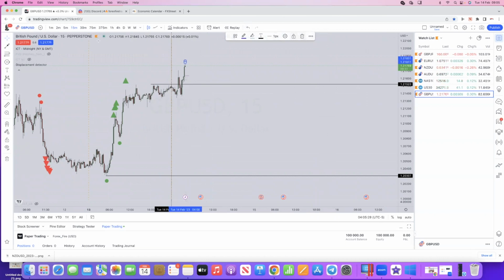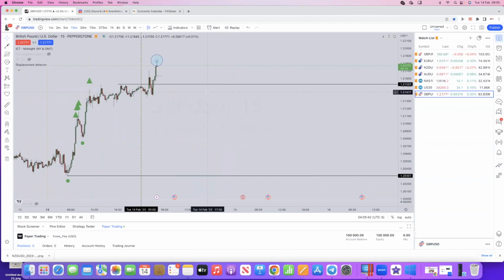Let's get rid of that. We'll get a new one on. As you can see, we've got three tradable assets that have actually broken the previous day high. Okay, we're now waiting for price to come back into play.